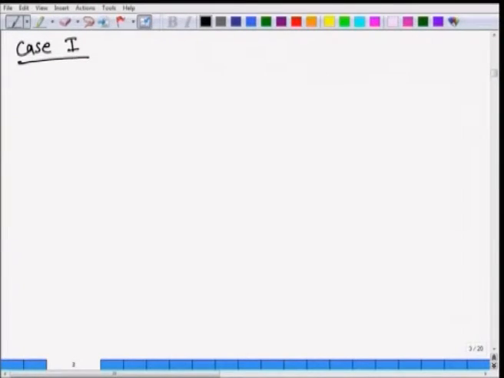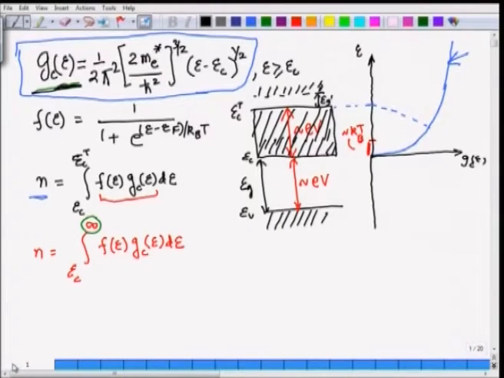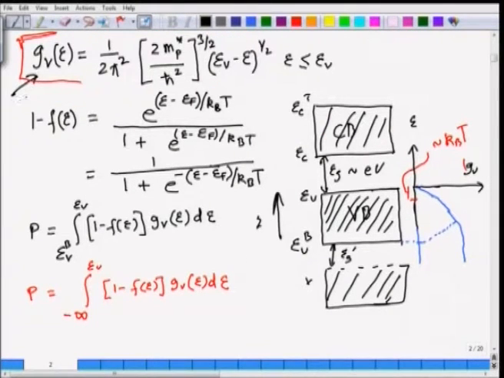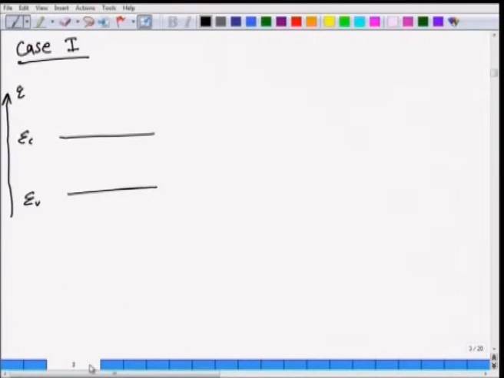So let's take case 1. Here is E_C, and here is E_V, and energy of course increases on this axis. This is the energy axis. Now I'm going to plot the quantity G_C, which I have already done, and the quantity G_V, which I have already done, but I'm going to put it on this slide also, right here.